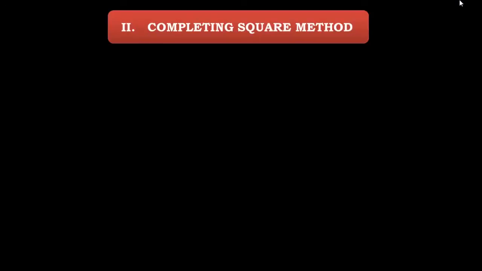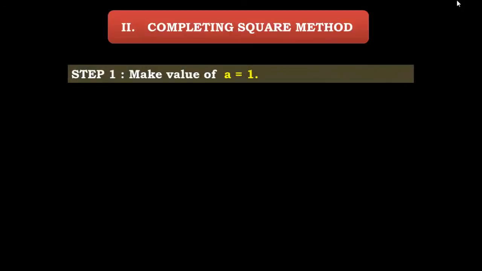Completing square method. Now see, to solve the quadratic equation, now we are going to study completing square method. Now see the steps of this method. First step is, see, the general form of quadratic equation is ax square plus bx plus c is equals to 0. So in first step you have to make value of a is equals to 1. That means coefficient of square term should be 1.